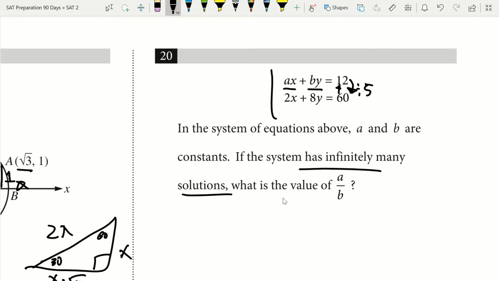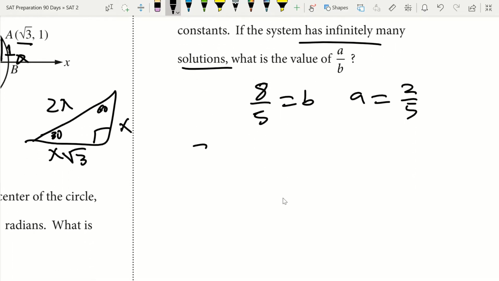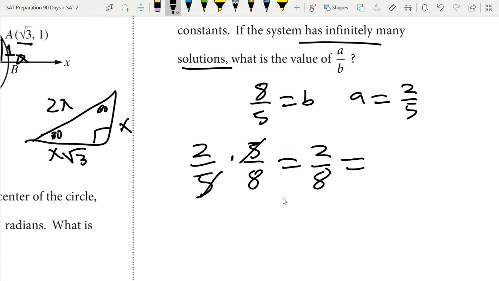So in this case, what I can look to do is just divide by 5 going from 8 to B. So I'm going to have 8 over 5 is going to be B. Now for A, it's going to be 2 over 5, since I got to divide by 5 going this way as well. So A will be 2 over 5. Now I just solve for A over B, so that's going to be 2 over 5 over 8 over 5, which can be rewritten as 2 over 5 times 5 over 8. Okay, we do that, 5's cancel, we get 2 over 8, which we know is equal to 1 over 4. So answer there is going to be 1 over 4.